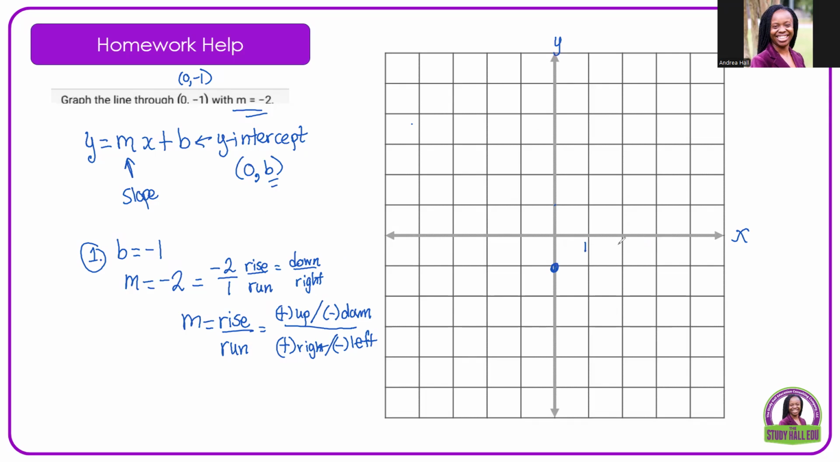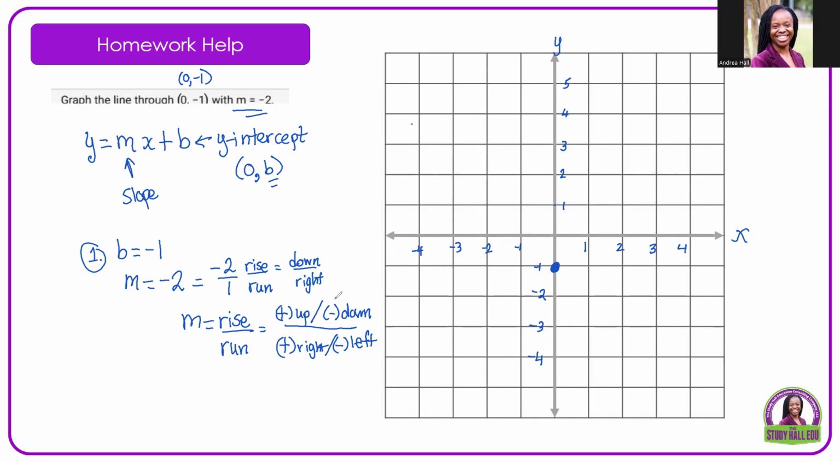So this is 1, 2, 3, 4. This is -1, -2, -3, -4. On the y-axis, this is -1, -2, -3, -4. On the y-axis going up, that's 1, 2, 3, 4, 5. All right, so this is at (0, -1).